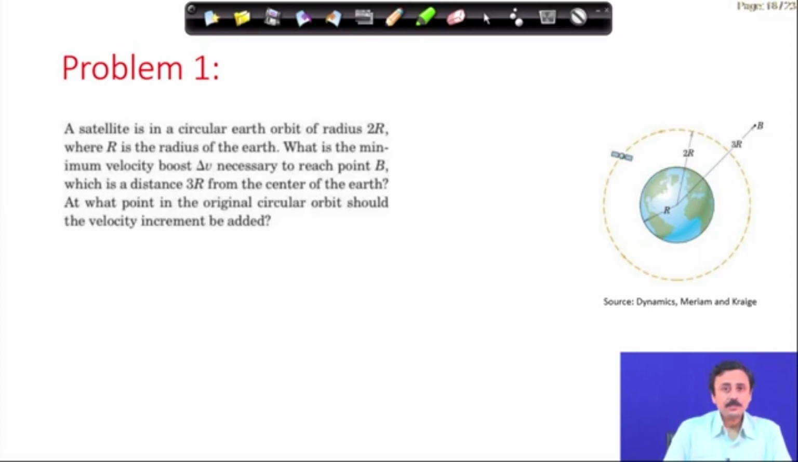Therefore, whatever be the trajectory, B should be the farthest point of the trajectory, and because it has started from a circular trajectory which is at 2r, the nearest point of that trajectory should be 2r from the center of the earth, because the center of the earth is the focus, and B should be the farthest point of the trajectory. Therefore, this has to be an elliptic trajectory with r min as 2r and r max as 3r. And now, B has to be the farthest point, then that ellipse must be oriented something like this.